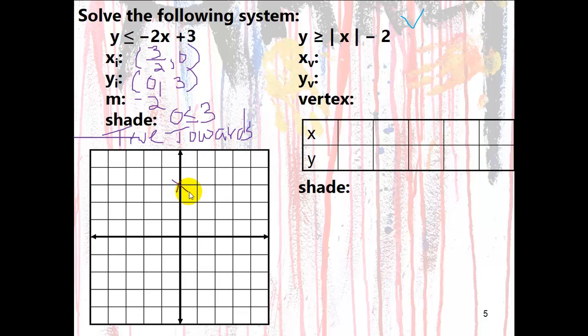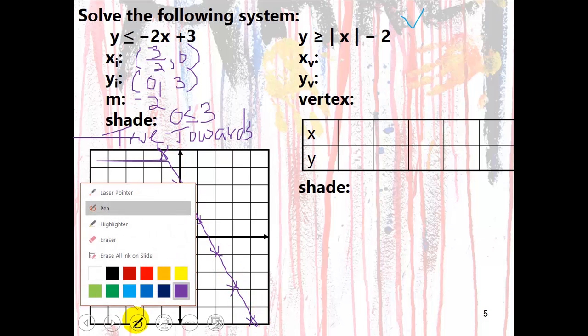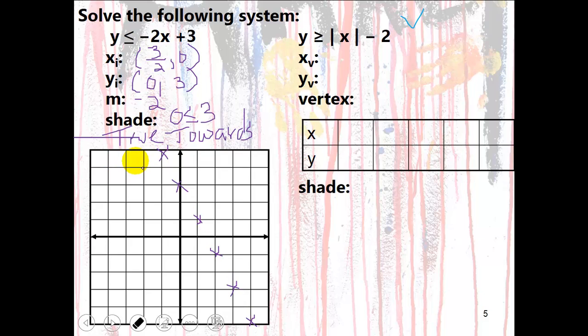And I'm going to use my slope, which is down 2 over 1, down 2 over 1, down 2. I'm just going to extend it as far as I can. Up 2 over 1. And the reason is so that I can make sure I catch all intersections. Oops. That's going to erase my whole line. And that should be a solid line. We're going to shade towards. So let's just use light blue here.